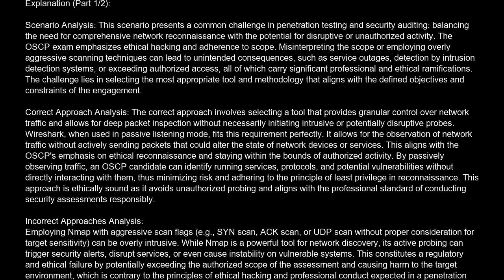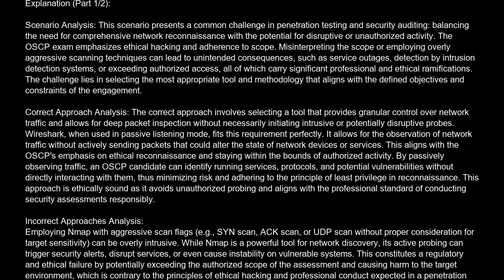By passively observing traffic, an OSCP candidate can identify running services, protocols, and potential vulnerabilities without directly interacting with them, thus minimizing risk and adhering to the principle of least privilege in reconnaissance. This approach is ethically sound as it avoids unauthorized probing and aligns with the professional standard of conducting security assessments responsibly.